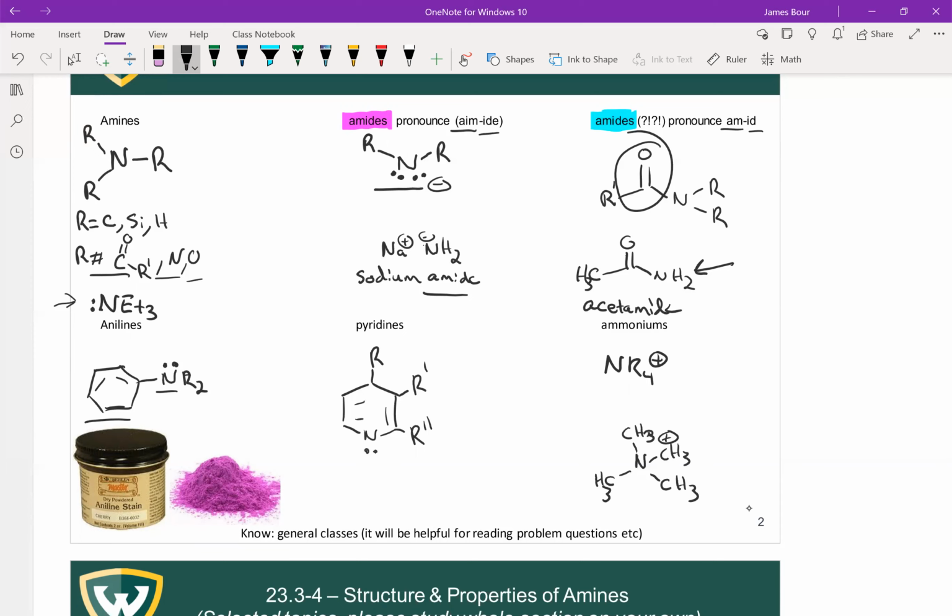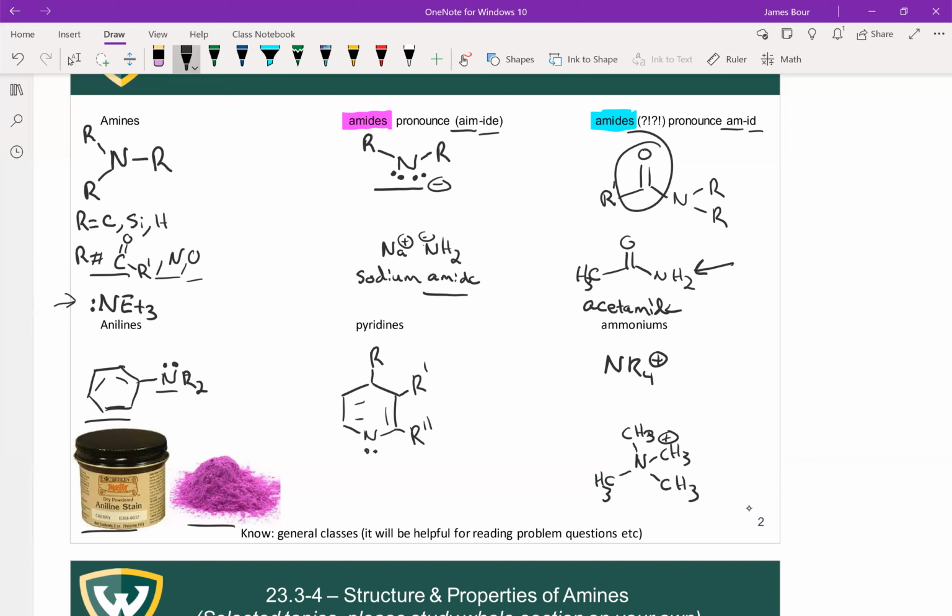Notably, anilines are some of the earliest examples of organic dyes, and in fact is one of the earliest applications of organic chemistry dating back all the way to the 1800s. I have one example of an aniline stain here, an aniline dye, and they have beautiful colors. And this is due to the conjugation that they have with the phenyl groups next door.